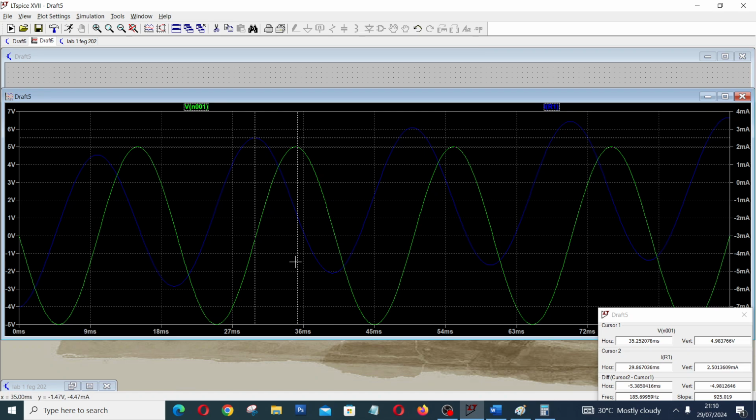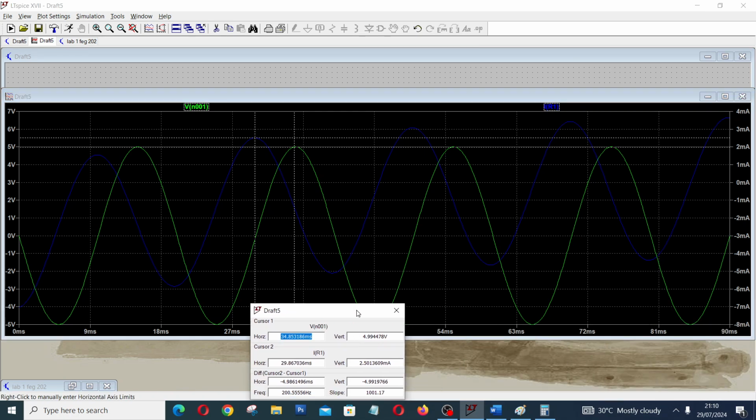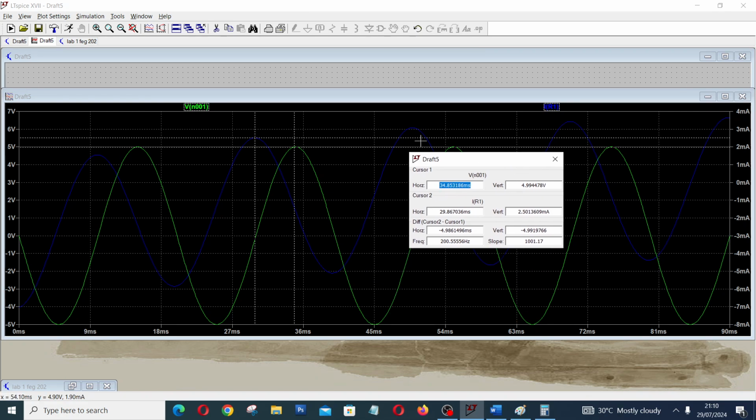Now when you look at the waveform, you see that the voltage is actually leading. You see it at every instant. At this point, the voltage is at the front. At the second point, the voltage is at the front. At the third cycle, the voltage is at the front. So we want to find the phase angle between the voltage and the current.